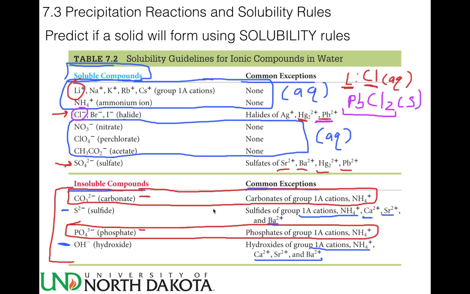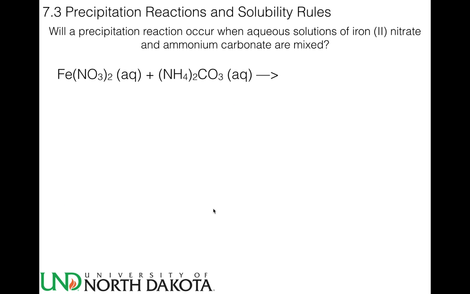Now let's use these solubility rules to figure out if a precipitation reaction will occur. The question is, will a precipitation reaction occur when aqueous solutions of iron 2 nitrate and ammonium carbonate are mixed? Our two compounds that we're starting with here are Fe(NO3)2 and ammonium carbonate, aqueous. These are soluble because we see that they're aqueous. We can also identify the nitrate ion in iron 2 nitrate and the ammonium ion in ammonium carbonate. Nitrate and ammonium are always soluble.